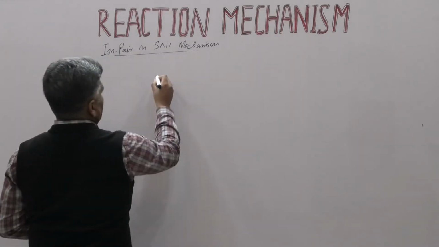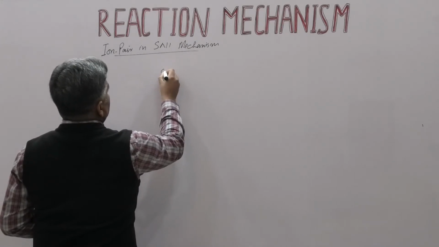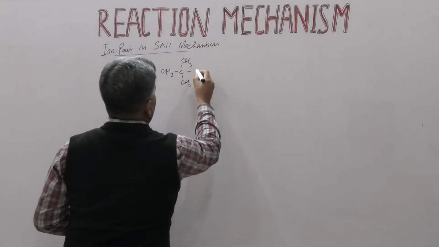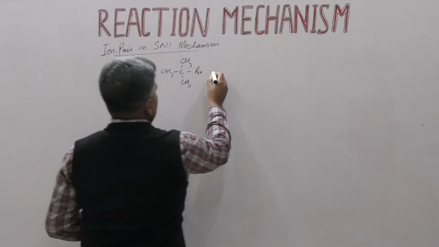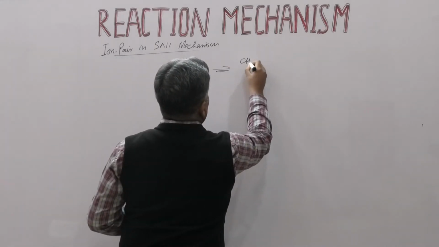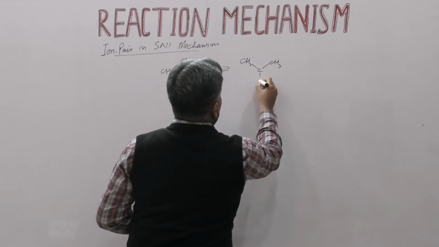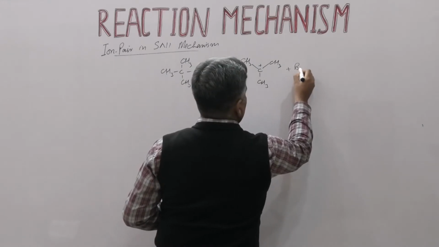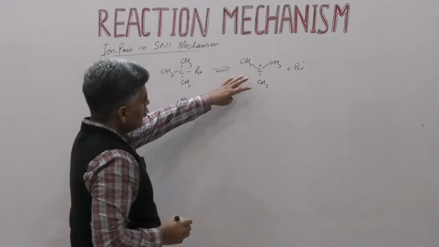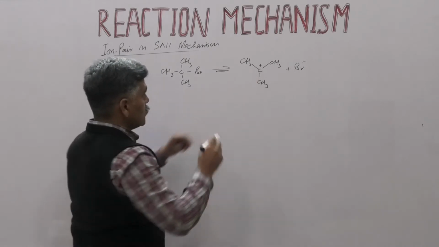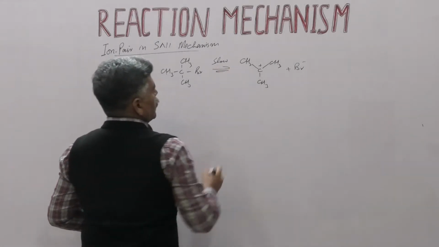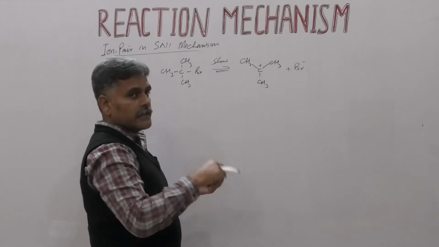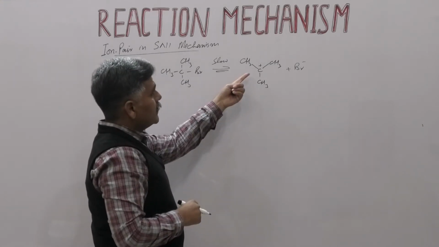Suppose we have a reaction, we call this reactant CH3, and here we have, suppose, Br or chlorine. Then the first step of SN1 mechanism is the formation of this carbocation. So the first step is the slow step and is the rate determining step, and this is the formation of carbocations, and then in the second step, the nucleophile attacks at this carbon, resulting in the formation of product.